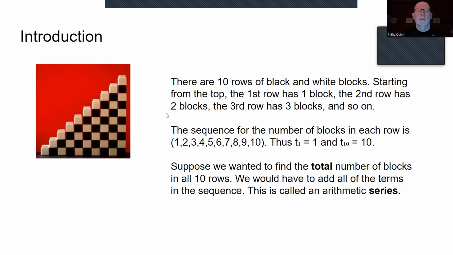We've got a sequence here. The sequence for the number of blocks in each row would be 1, 2, 3, 4, 5, 6, 7, 8, 9, 10. Thus we know that T1, the first term, would be 1, and T10 has 10 blocks at the bottom. Now, suppose we wanted to find the total number of blocks in all 10 rows. We would have to add all the terms in the sequence. This is called an arithmetic series.